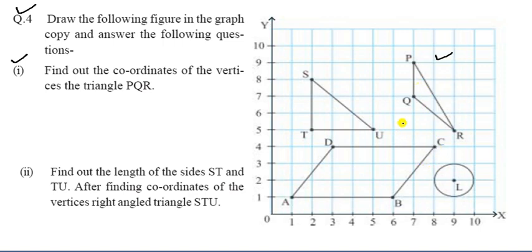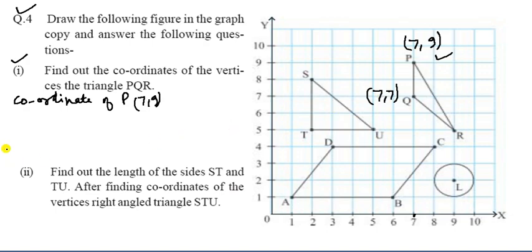So first of all, find out the coordinates of the vertices of the triangle PQR. Here is the PQR. You can see here this triangle, it is the PQR. Let us see how to plot a number on the coordinate axis. First of all, we want this one, P. P's first coordinate is 7. You can see here 7 and you can write here 7. Now on the y-axis, you can see this one is the y-axis, it is 9. So you have to write 7, 9. So the coordinate of P, you can write here, coordinate of P, that is 7, 9.